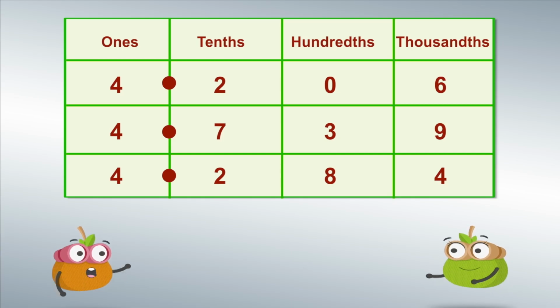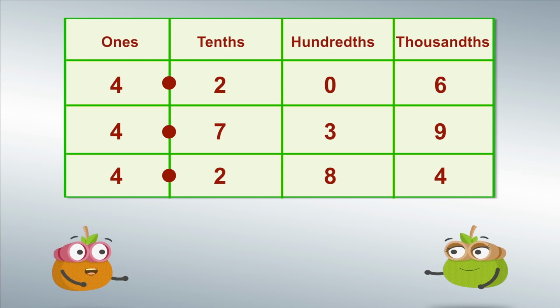Step 4. Compare the hundredth place. 4.206 has 0 hundredths, while 4.284 has 8 hundredths. In this case, 0 is smaller than 8. Here, 4.206 is smaller than 4.284.